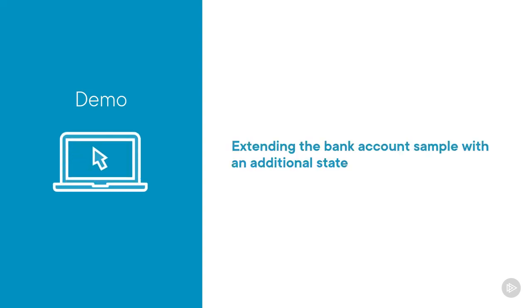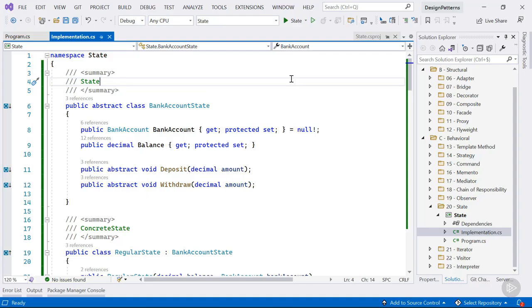In this demo, we will implement support for an additional state, gold state. An account gets gold status when the balance is higher than 1000. We also need an extra rule for demo purposes. So let's say that when you have gold status and you deposit money, you get an immediate interest of 10%.